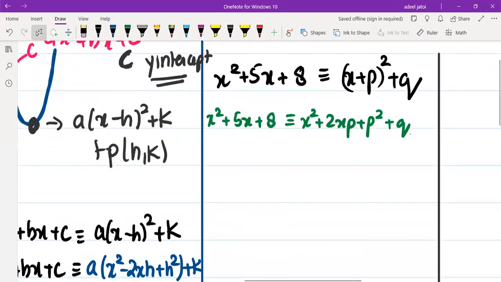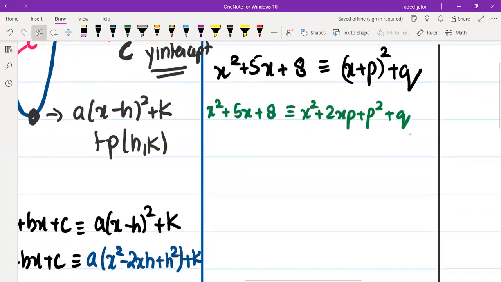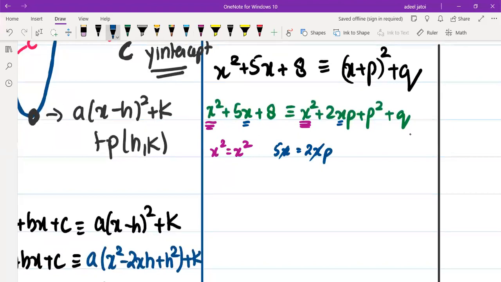Now, we know this x square is just generalized. We don't have any variable, so it's just fine. Even if you don't write it, it's completely all right. So the other is 5x, because x is here, the other x I can find is here. So this should be compared to 2xp. x and x cancel. 5 upon 2 should be p.